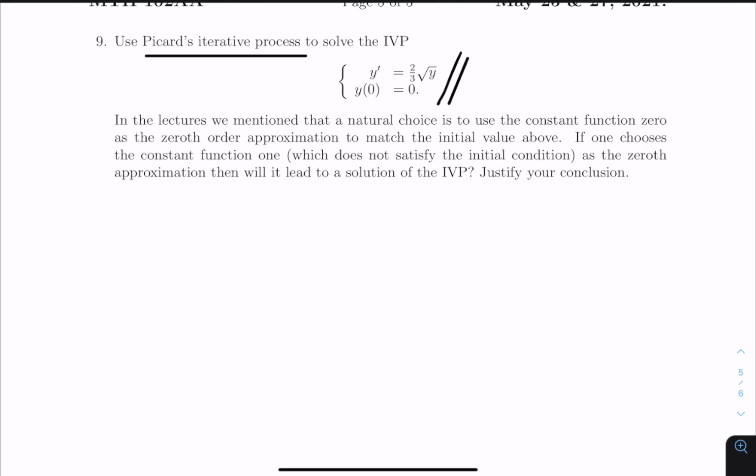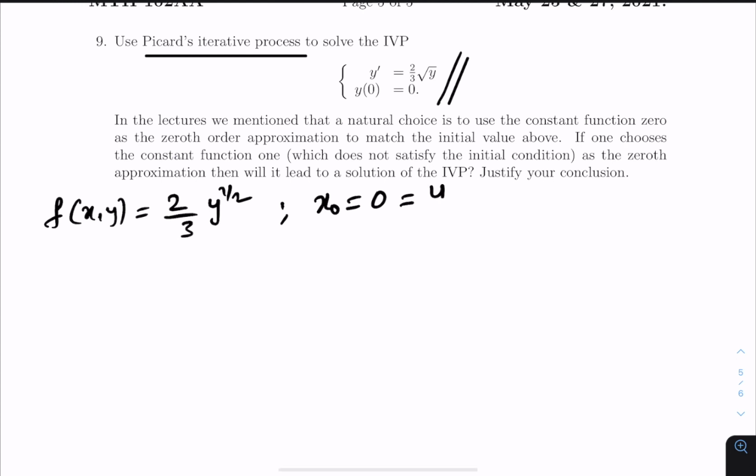So what is your f(x,y)? It's the right hand side that is given, which is 2/3 y to the power half. That's your f(x,y). And what is your initial point? x naught is 0, and your initial value y naught is also 0. Now what is Picard's iterative process telling you? You start with a function which coincides with the initial value at the point x naught. We said we will always choose the simplest one. So let's choose the zeroth order approximation as the constant function 0. That satisfies this initial condition, so u0(0) is 0.